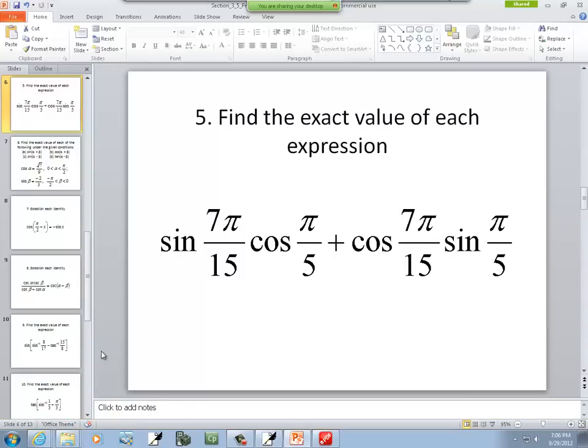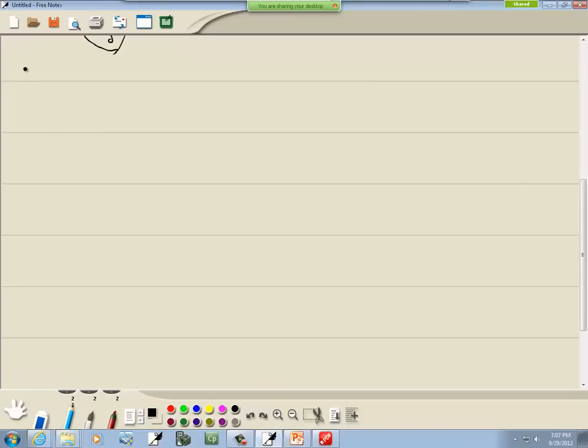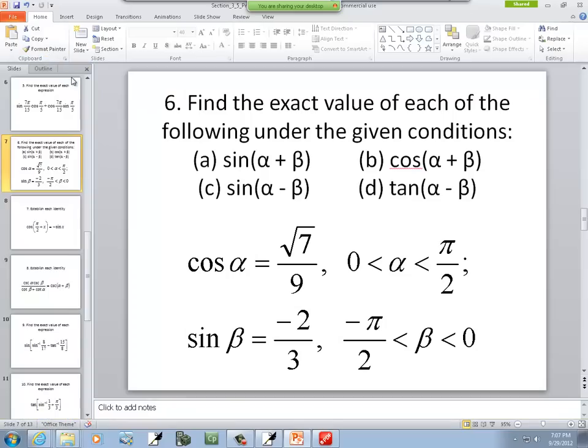Let's see. This looks like a pretty long problem. But I could do part of it on this page because it might not even fit on just one sheet there itself. So let me do part of it here.